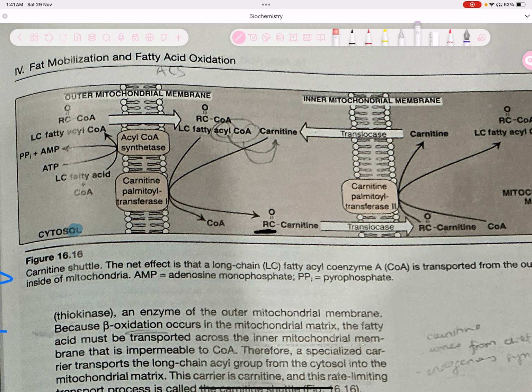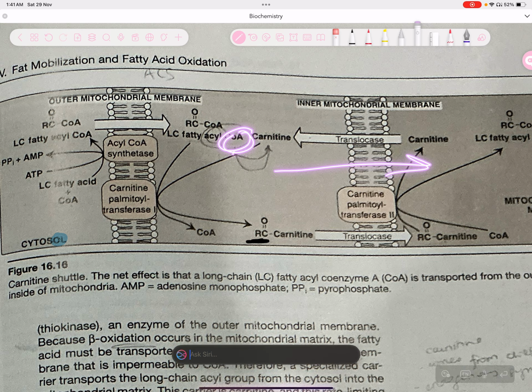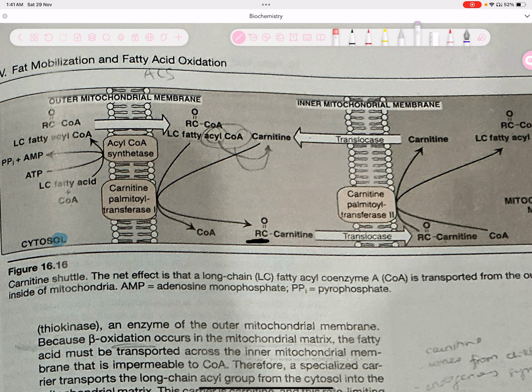And why did this happen basically? CoA is unable to pass through the inner mitochondrial membrane. So imagine it in this manner: the fatty acyl did have the ticket to cross this, but CoA forgot to buy the ticket. So therefore, CoA is unable to pass through the inner mitochondrial membrane. And in order to tackle this problem, carnitine helped us a lot. So carnitine got bound with fatty acyl and you formed acyl carnitine, whereas CoA stayed behind. Now carnitine helps us to cross this bridge with the help of translocase.